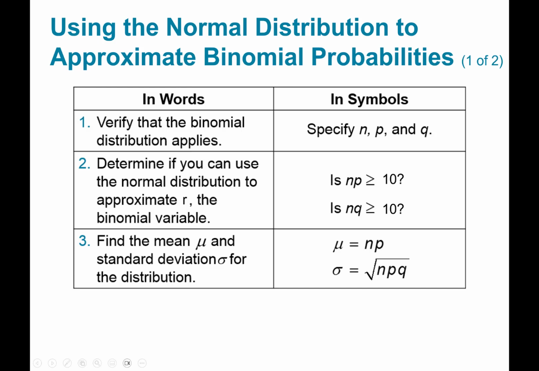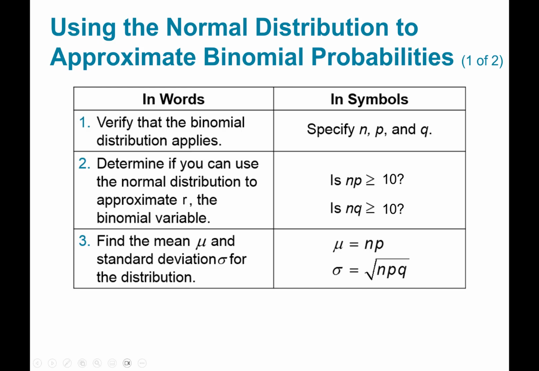The second step is you want to make sure that you can use the normal distribution to actually approximate the binomial variable R. So remember, to do this, you need to ask yourself two questions. Is np greater than or equal to 10, and is nq greater than or equal to 10? Remember, if you answer no to either one of those questions, then you cannot use the normal approximation.